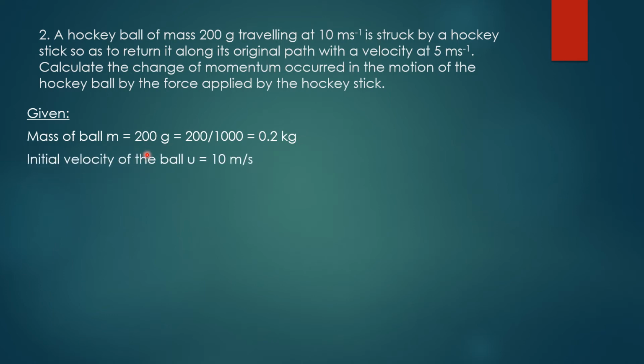Then the initial velocity of the ball, u, is 10 meter per second. Then the final velocity, that is after the ball is hit by the hockey stick, is minus 5 meter per second. Why is it minus again? They have given that it is struck so as to return. So it is returning. So it is minus 5 meter per second, the final velocity of the ball.